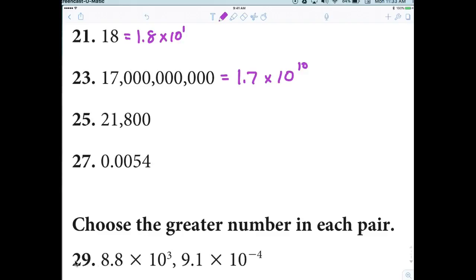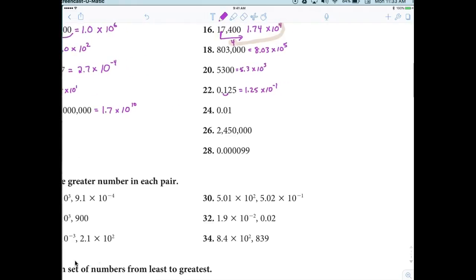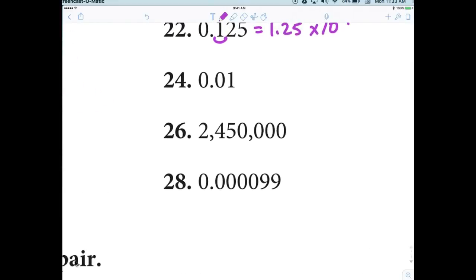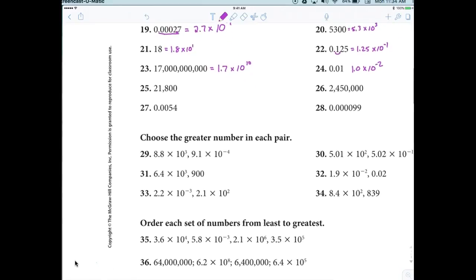All right, Julian up front, 24. Actually, I don't want you to do that one. Vivian, do 24. What would that be? 1 times 10 to the what? Negative. Good job. 10 to the negative 2. I always remember negative means small. Negative means small. Is everybody good with that?